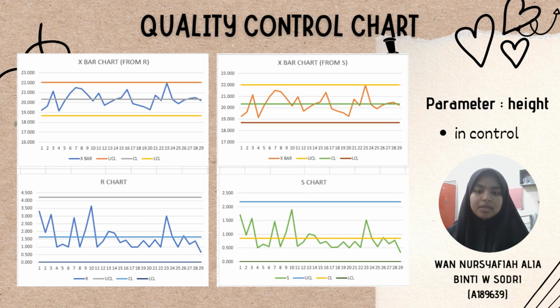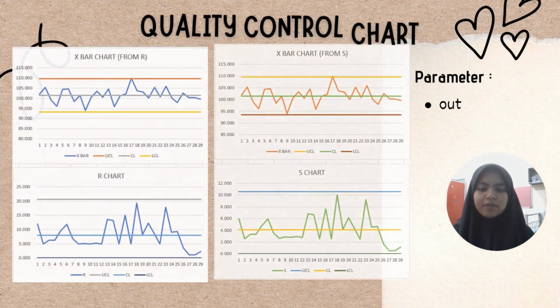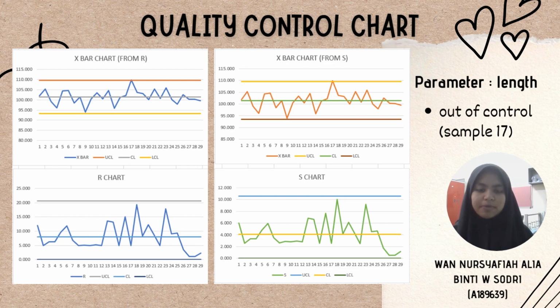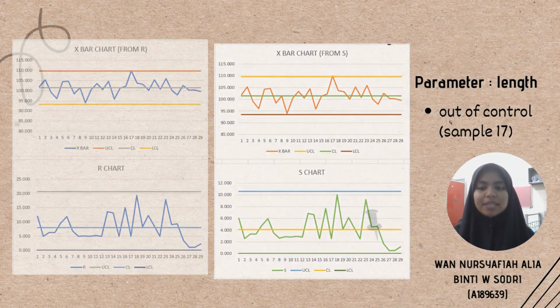For parameter height, the quality control chart is in control because the graph lines lie between its upper control limit and lower control limit as shown in the slide. However, for parameter length, sample 17 is above the upper control limit, thus we conclude that the X-bar chart from R and from S are out of control. This means that there might be anomalies in the dataset of the part's length.